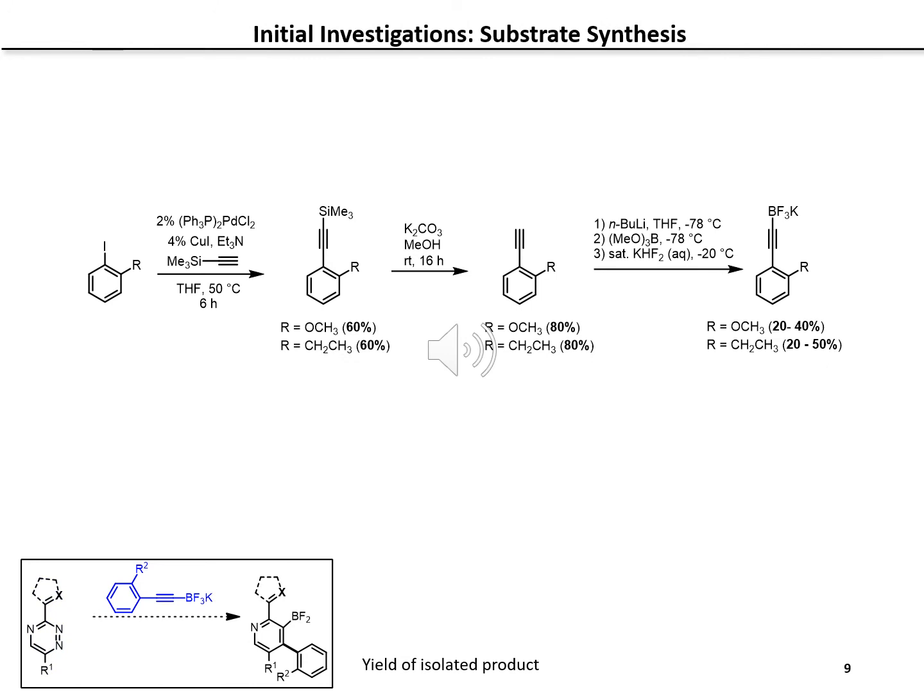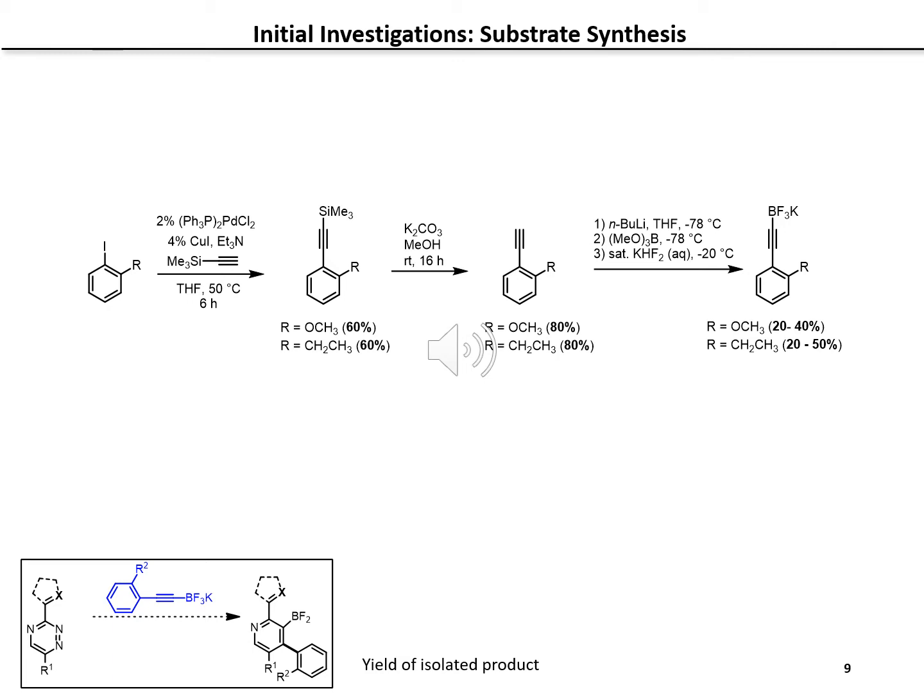The second coupling partner was obtained by starting with an iodobenzene bearing in the ortho position a methoxy group or an ethyl group. We'll come back to this later. So in this scheme, we start with a Sonogashira coupling, followed by deprotection to obtain the free alkyne. By reaction with n-BuLi for the deprotonation, insertion of trimethoxyboronate, and after reaction with the salt, KHF2, we can obtain the product as a precursor for the Lewis acid.